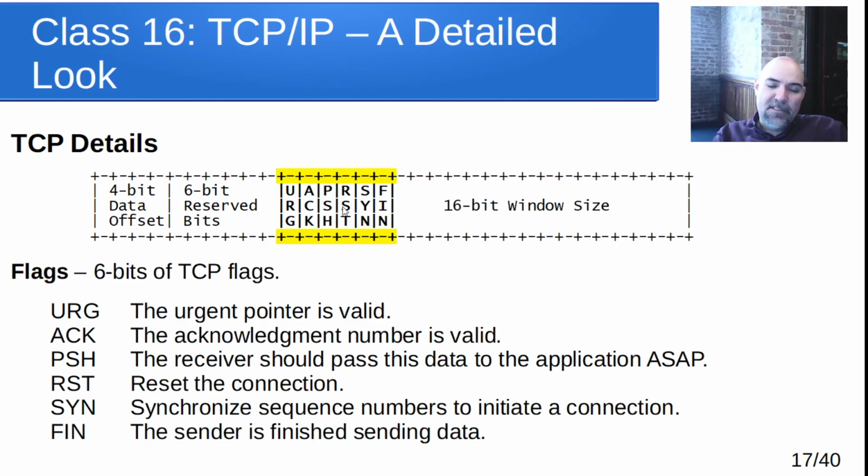And now we have the set of TCP flags, and these are just single bits. There's an urgent pointer flag. There's the acknowledgement number is valid flag. There's this push flag, which says the receiver should pass that data to the application as quick as possible. There's this reset flag that resets the connection. There's a synchronize sequence numbers flag to initiate a connection. And then there's a fin flag, which says the sender is now finished. That means I'm done sending stuff when I get a packet that has the fin flag set.